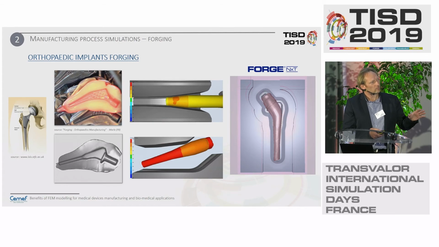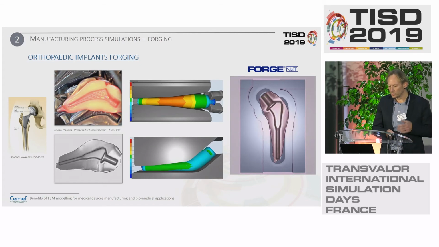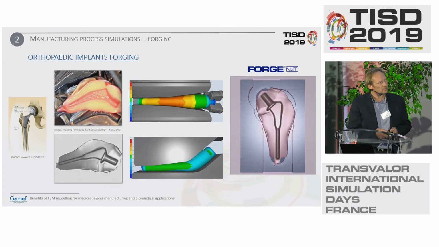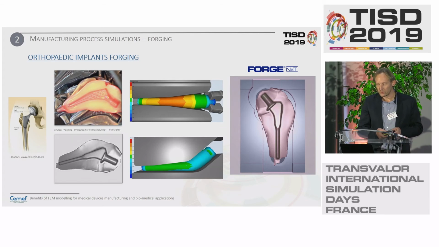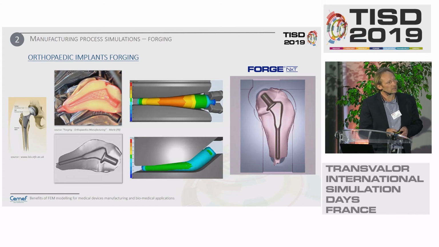If we focus more on the forging field, you can see that using Forge software, we are able to model the complete forming sequence. This is for a hip stem made in titanium, with the first stage here corresponding to the section reduction, the second stage corresponding to the bending to get the preform, and the final forging stage, in order to get the right shape at the end.